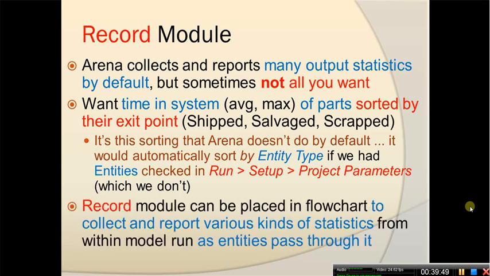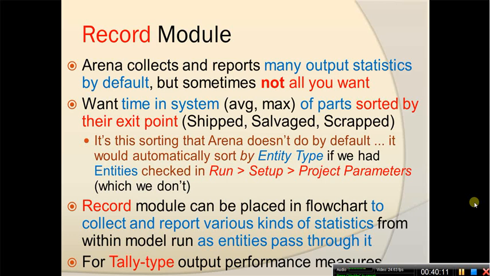So to do that, we're going to use the record module. The record module can be placed in the flowchart to collect and report various kinds of statistics from within the model as the entities run through that flowchart. An important thing also is that for output performance measures, we can use this record module. So let me show you what we're going to do.